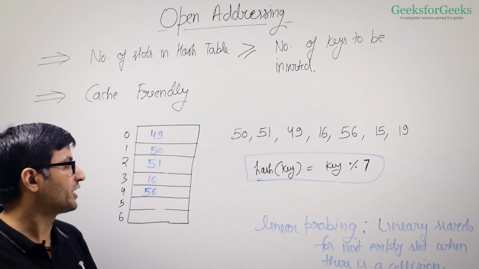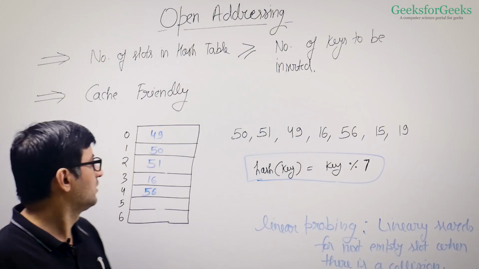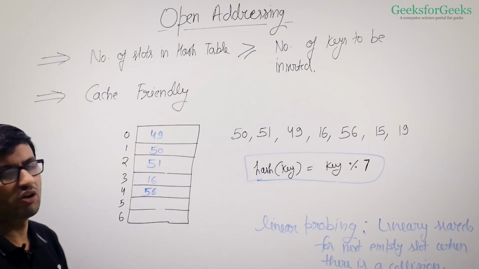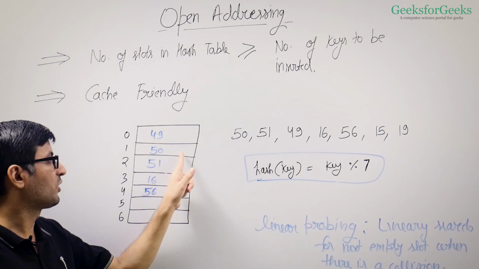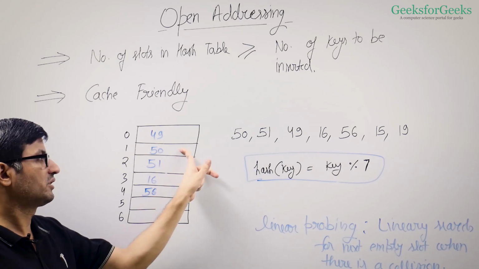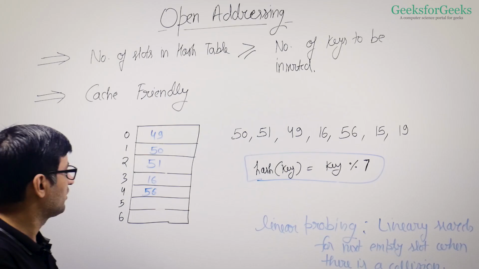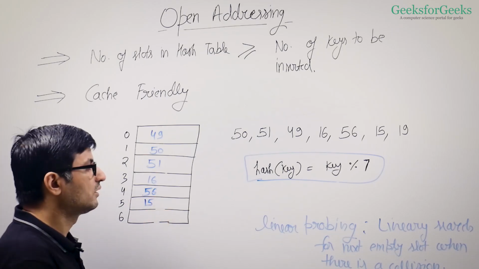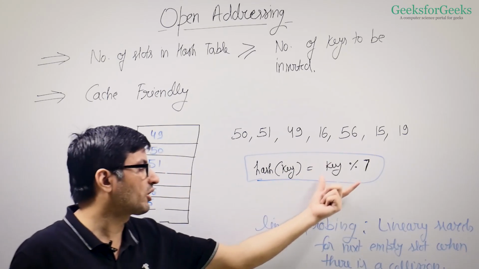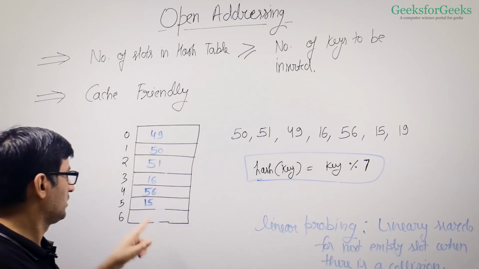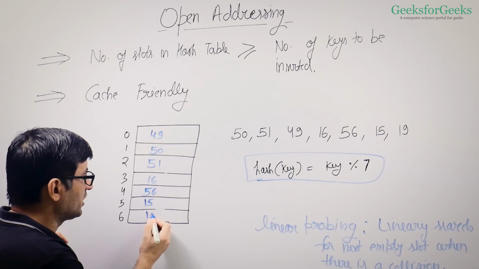Let's now talk about 15. 15 mod 7 is 1. We go here, we see that this slot is already occupied. So what do we do? Please pause this video and try to place 15 here. We search: 50 is occupied, this is occupied, this is occupied, this is occupied. We insert 15 here. 19: what is the value of this function for 19? 5. The slot is already occupied. So we linearly search for the next slot and we insert 19 here.